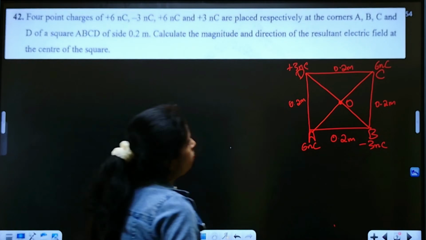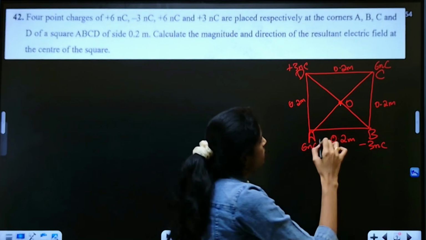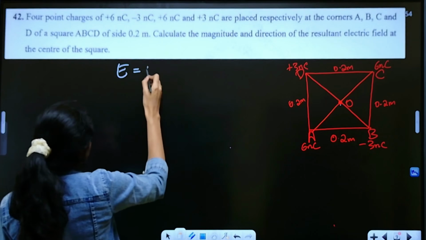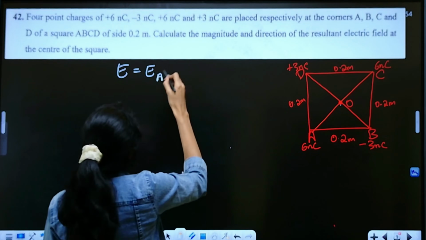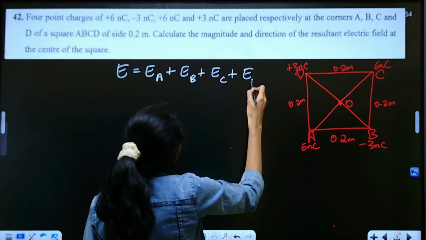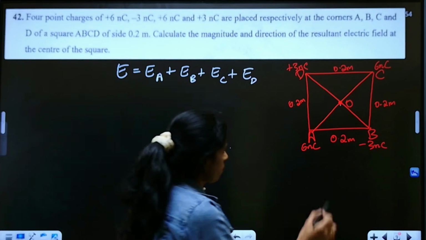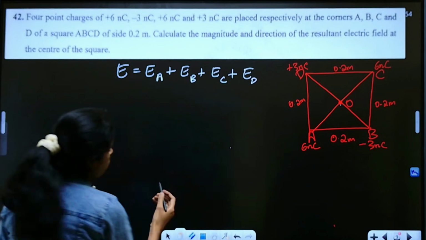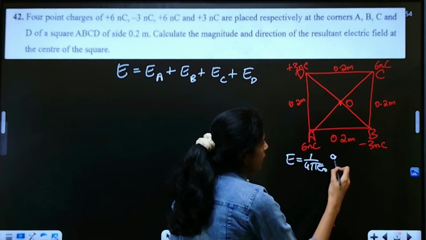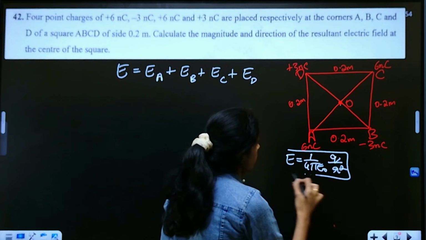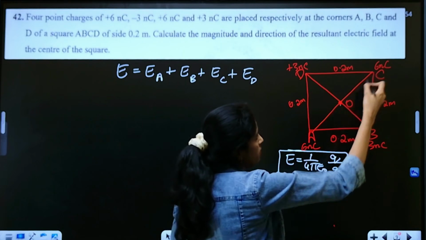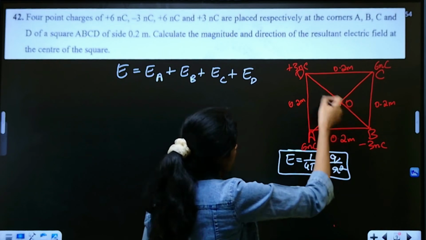So now at the center of the square, what's the electric field to find out? The total electric field is given by the electric field due to A plus electric field due to B plus electric field due to C and electric field due to D. We know the electric field formula, E equals 1 by 4 pi epsilon naught q by r square. This is the main formula of electric field. Now we know the sides of the square, so let us find out the distances from O to C, O to B, O to A and O to D.